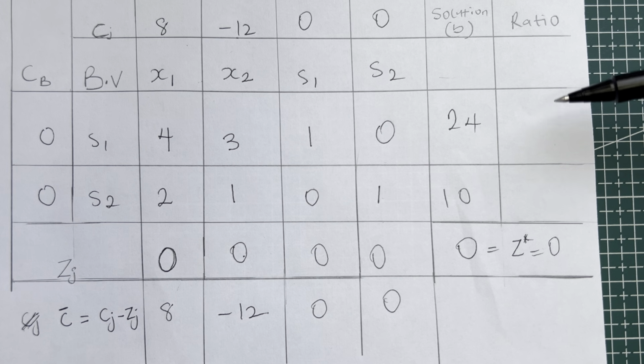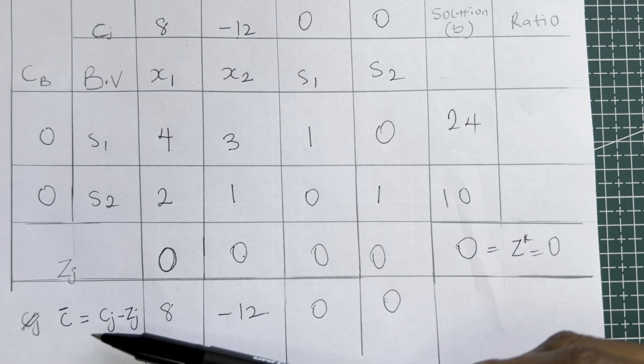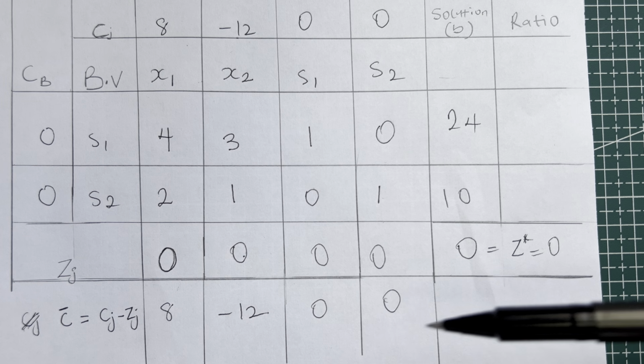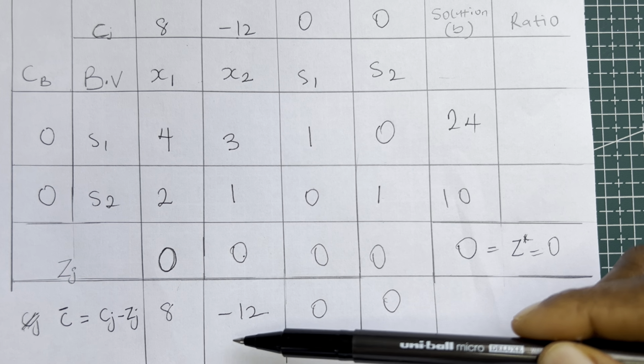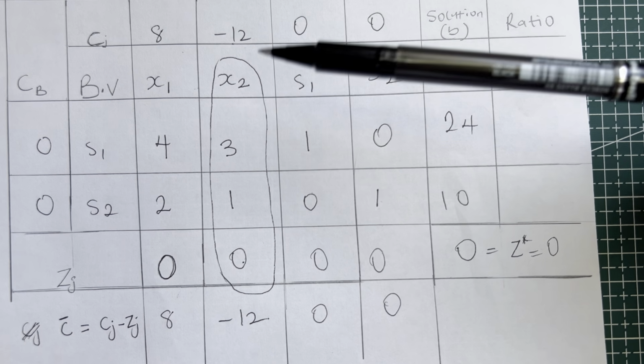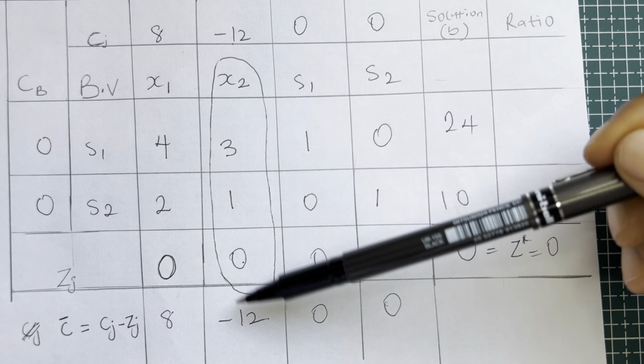The next thing to do is to find our ratio. And to find the ratio, we consider the reduced cost with the lowest value. From here, our reduced cost, we have 8, minus 12, 0, 0. So the least value here is minus 12. This is our key column, or the pivot column.